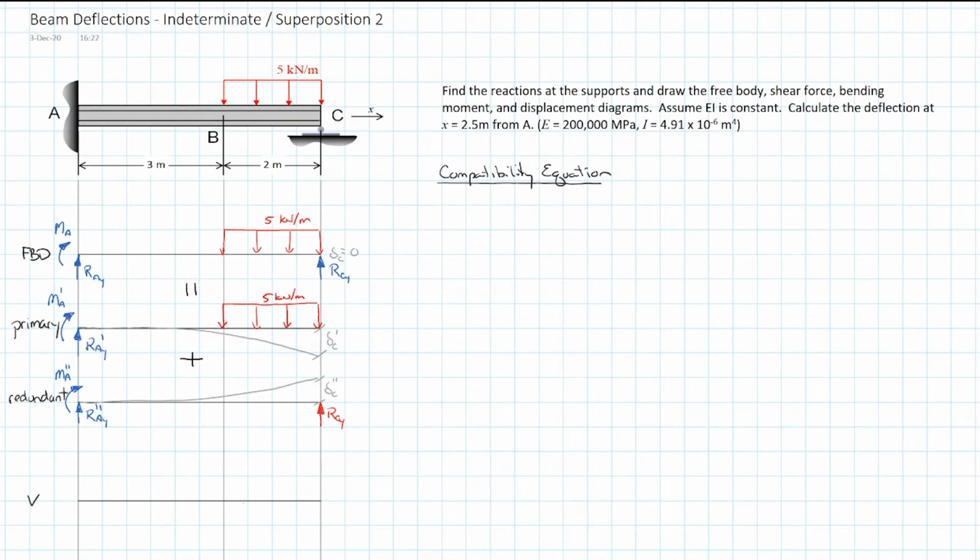And using the logic of our system, that basically says that the displacement at C is equal to the displacement at C prime plus the displacement at C double prime. Keep in mind you have to get your sign conventions the same, and that has to be equal to 0.